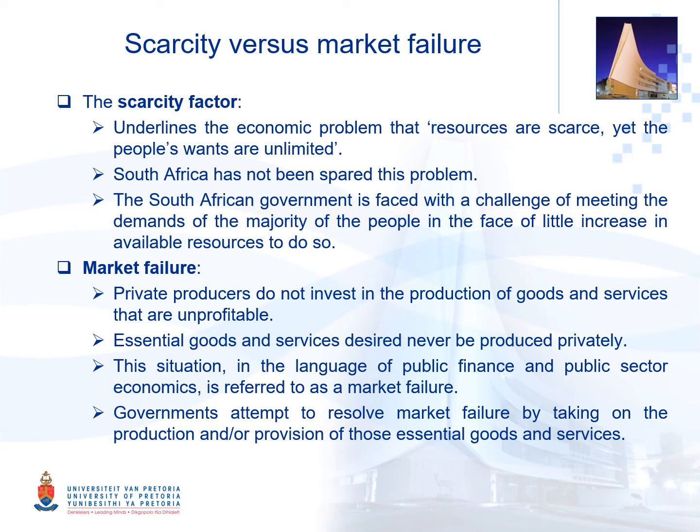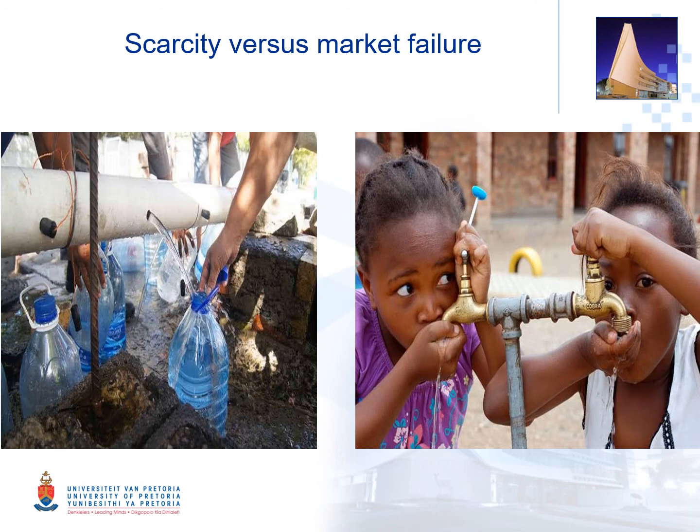Government attempts to resolve market failure by taking on the production and/or provision of those essential goods and services desired by the public but not produced by the private sector. And this is the example one can cite looking at the provision of water and sanitation.